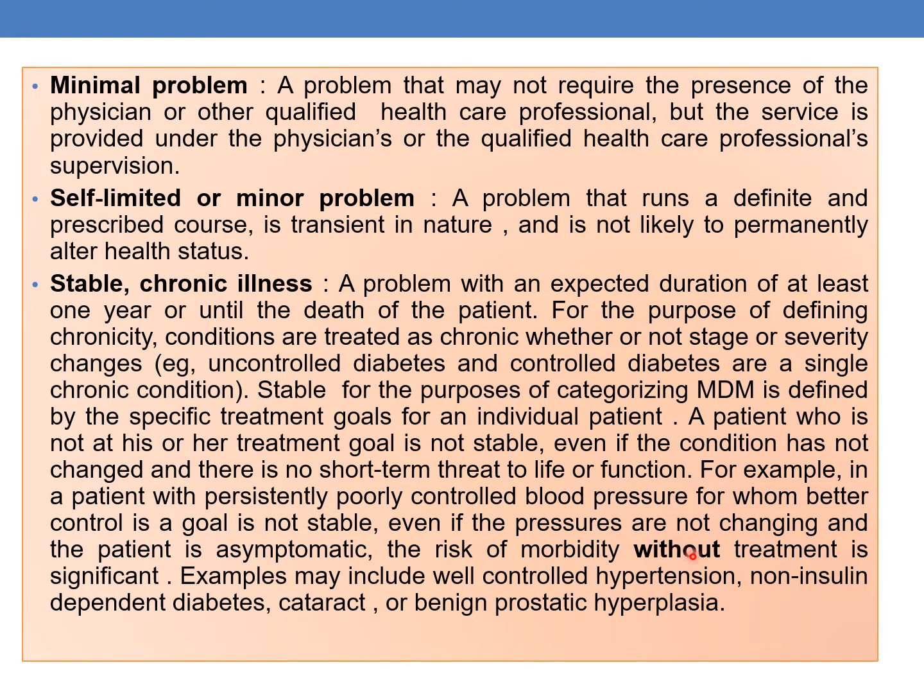Even if the pressures are not changing and the patient is asymptomatic, even at those high blood pressures the patient does not have any symptoms, that scenario is still considered to be unstable chronic illness, because here the risk of morbidity without treatment is significant. Examples may include well-controlled hypertension, non-insulin dependent diabetes, cataract, and benign prostate hyperplasia. Some of the examples of stable chronic illnesses include well-controlled hypertension, DM, cataract, or BPH.